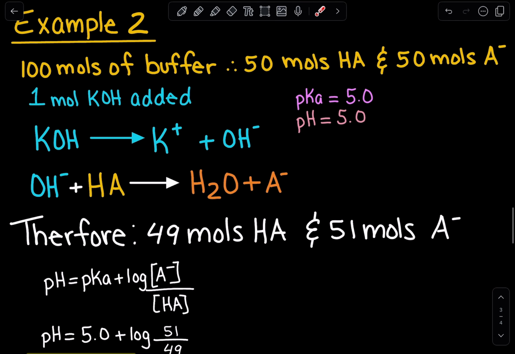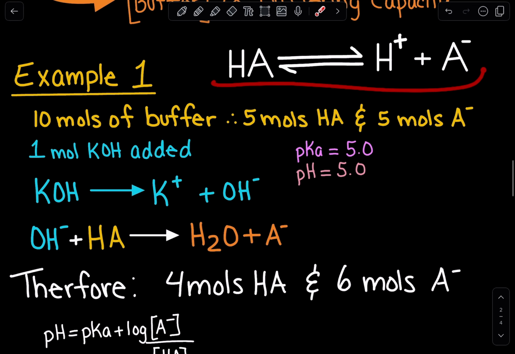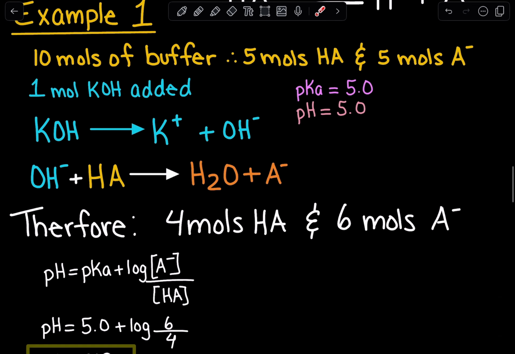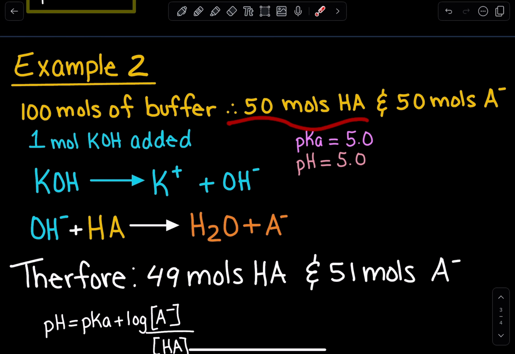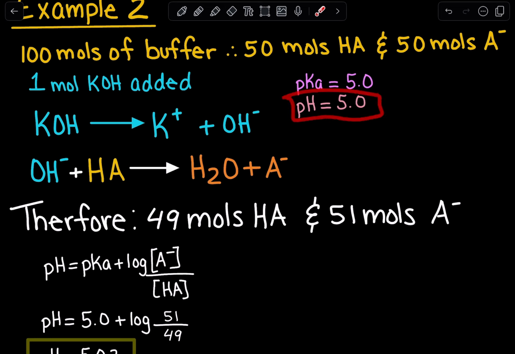Now in this example, we have 100 moles of buffer. So we have significantly increased the amount of buffer that we have. And now let's say that we have 50 moles of HA and 50 moles of A minus, because remember, that's what we're looking at in our equation of our buffer. Now, when we have 50 moles of HA and 50 moles of A minus, once again, 50 divided by 50 is equal to 1, and the log of 1 is 0, so this entire portion is 0. So once again, the pH is equal to pKa, and we are starting off with a pH of 5.